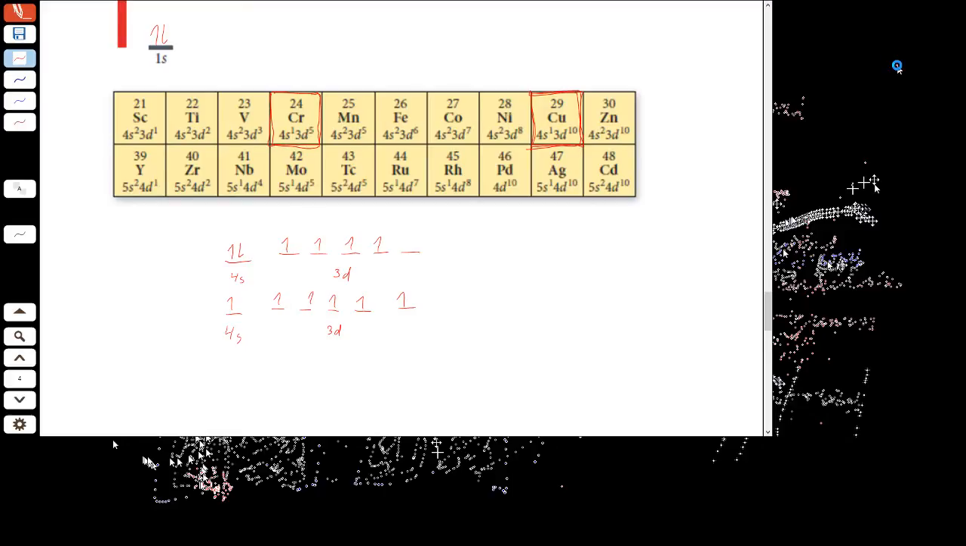It doesn't account for copper. Any guesses what's going on there? Why does copper also take one of the electrons from the 4s and keep it in the 3d instead of putting it into the 4s? Well, I mean, that's what we're saying, but why then would it come down?